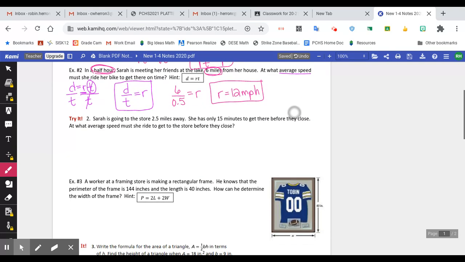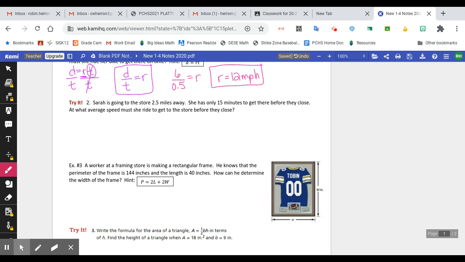All right, so your try it is the same exact thing. Distance over time equals rate will still be your equation. And then you'll have to actually plug in 2.5 miles away at only 15 minutes. So pause now and do that.